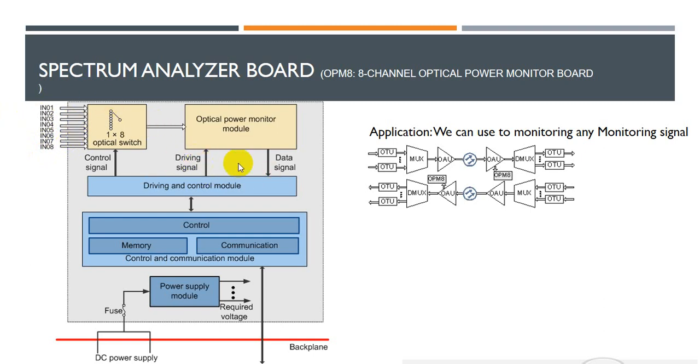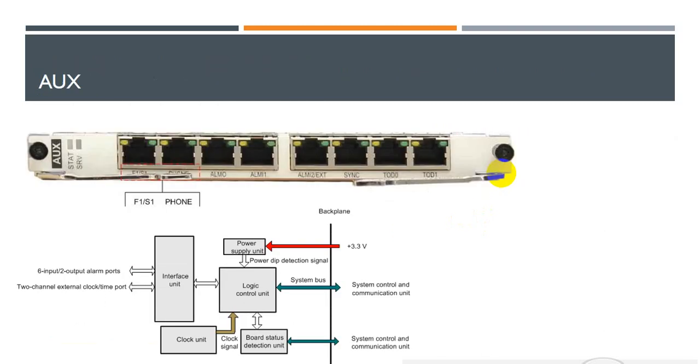This is the additional board to see the health of the channels, how much difference there is in terms of gain and flatness in the channels. You can use it anywhere, but the typical use is at the output, because the mon port is the reference input for this OPM board. The auxiliary board is another board which can have features like alarm in and out, then you can have sync, and you can have some timing.